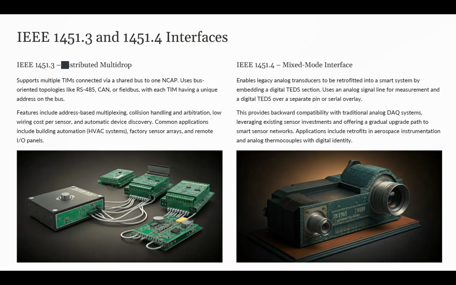So we could embed a small chip that contains TEDS directly into the connector or sensor housing.